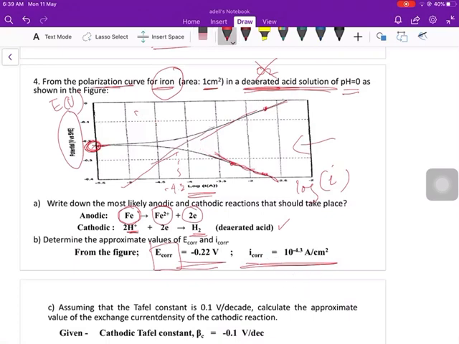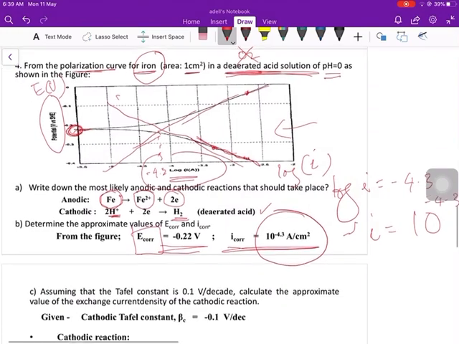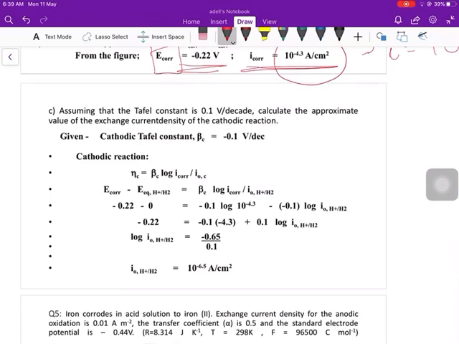Not correct. Okay, you just do it and you should get this value. Okay, at this cross, here. So this is in log I. Log I is negative 4.3. If you anti-log it, you should get 10 to the power of negative 4.3 ampere per cm squared.